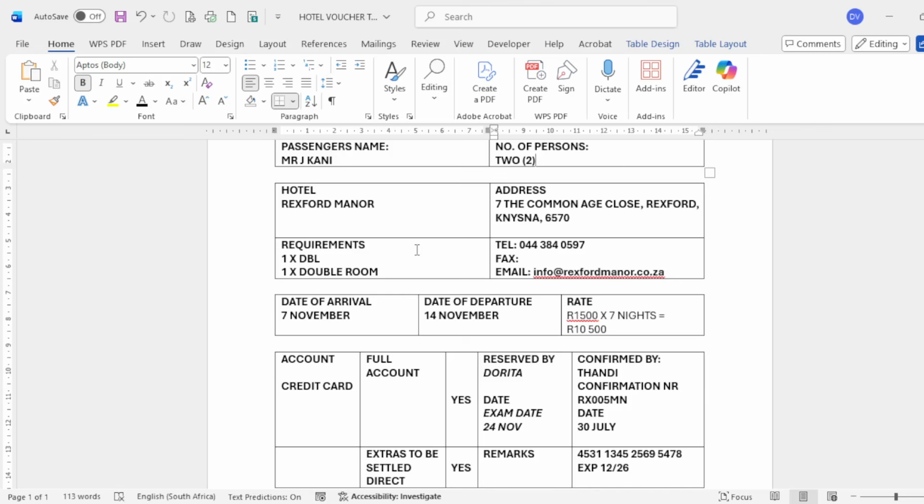Okay, so I really hope that was helpful. The hotel voucher is usually asked in the exam for anything from 10 to 15 marks. This can be the difference between just passing and your distinction. So make sure that you know how to fill in your hotel voucher. It's really not difficult. Just focus on writing in caps all the way till the end. And I'm sure you will do really, really well with your hotel voucher.